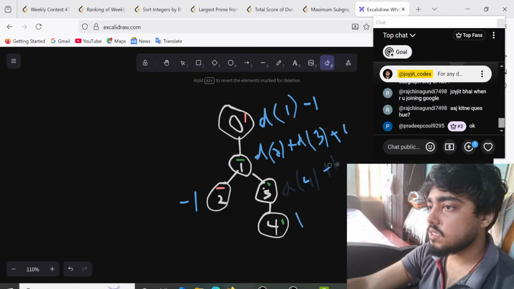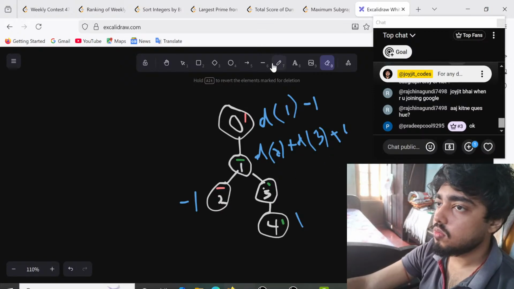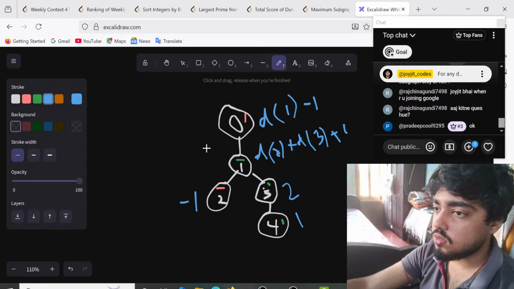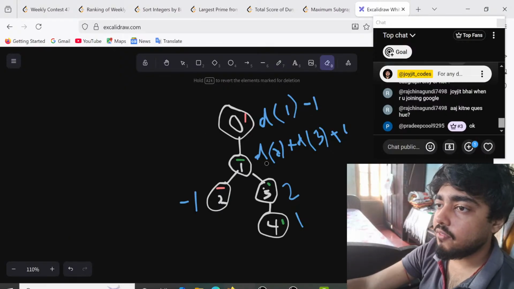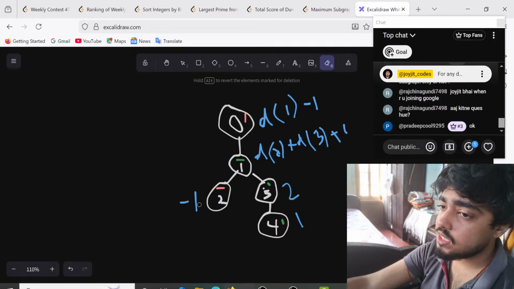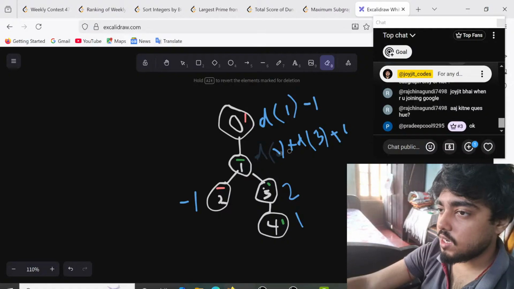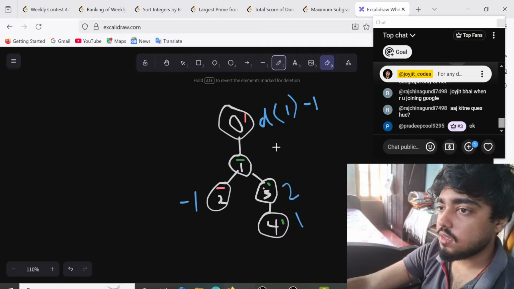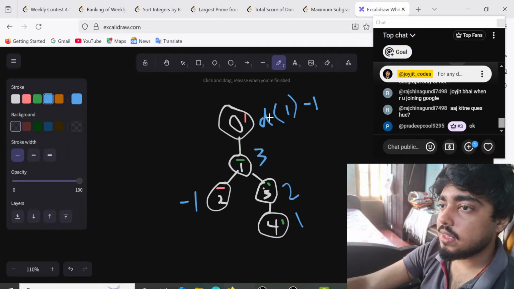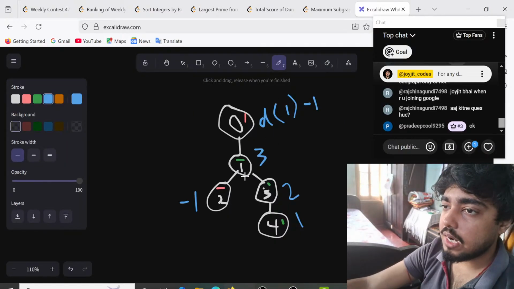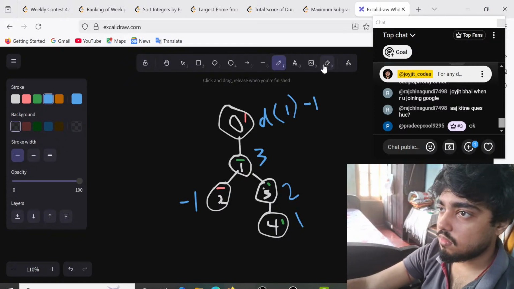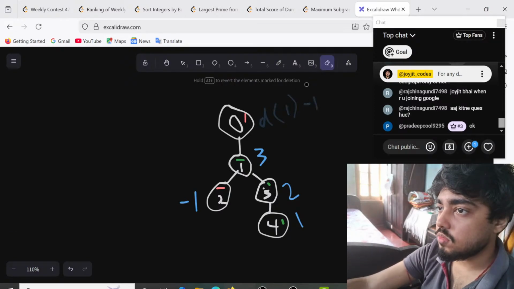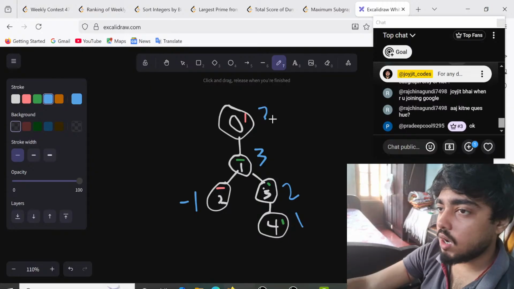Now let us rewrite them. D of 4 plus 1 is 2, right? I can write it as 2. D of 2 plus 3 plus 1. Now see one thing, I just told you that I am only going to consider the positive ones. So this 2 is not positive, so I won't consider it. So it becomes d of 3 plus 1, that is 3. And this is d of 1 minus 1, that is 3 minus 1, this is 2. Okay. You got the downward traversal.